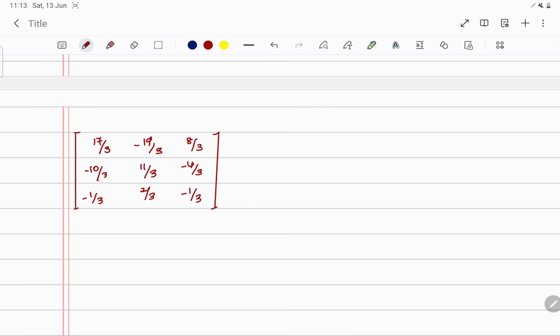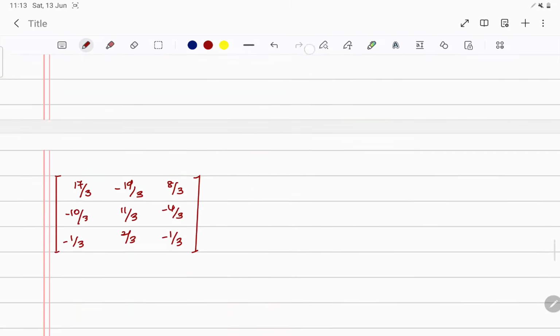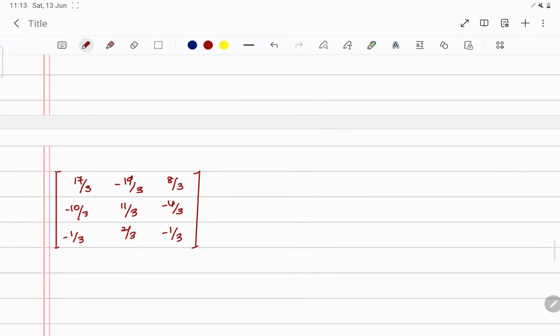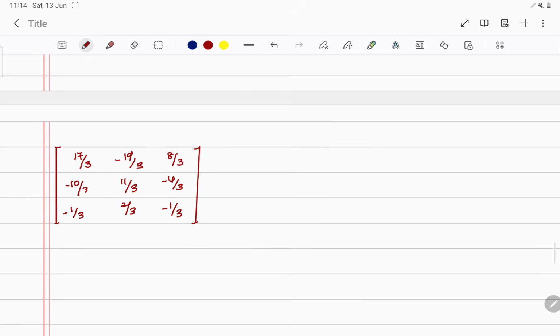You can write like this, or you can just maintain like this also. Or here, if you want to factorize, if you see we have over 3, right? By right, all of the elements inside this matrix are divided by 3. So you can factorize, bring 1 over 3 outside. And then you put 17, negative 19, 8, negative 10, 11, negative 4, negative 1, 2, and negative 1. Right, like this also can.